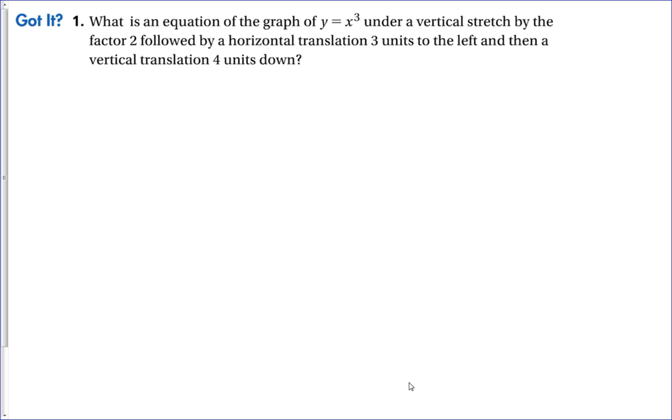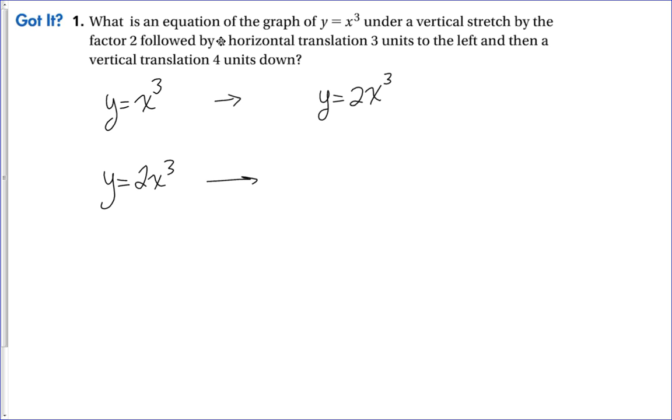All right. So we have our function, y equals x cubed. So the first thing we're going to do, let's stretch it by a factor of 2. So we're going to multiply by 2. So we're going to have y equals 2x cubed. So that's step 1. Now we're going to start with our 2x cubed because that's our new function.